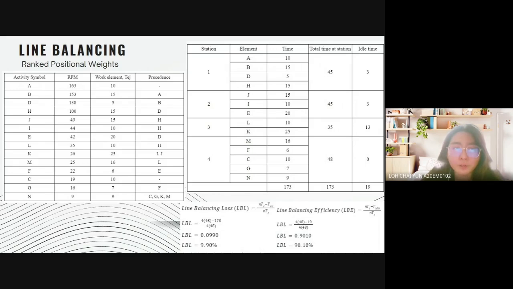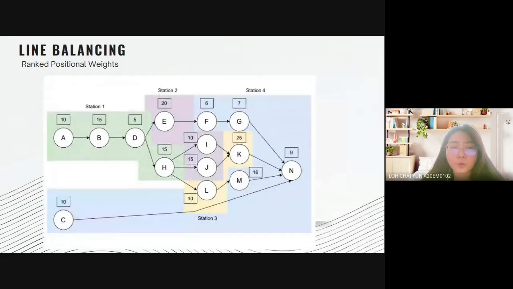Next, for the ranked positional weight method, it follows the RPW of each activity, arranging from the largest RPW to the lowest RPW. After that, it is the same as the previous two methods: we need to make sure that the total time at each workstation does not exceed 48 minutes. After that, we get the same result as LCR, which is 4 working stations, with a line balancing loss of 9.9% and a line balancing efficiency of 90.1%. Next, this is the precedence diagram for the ranked positional weight method.